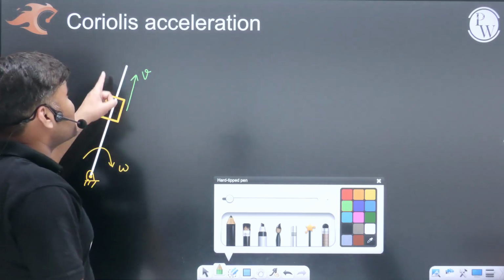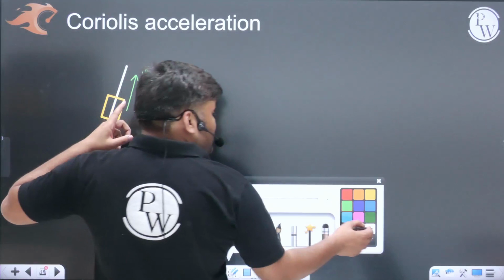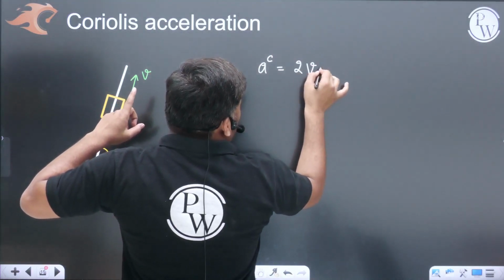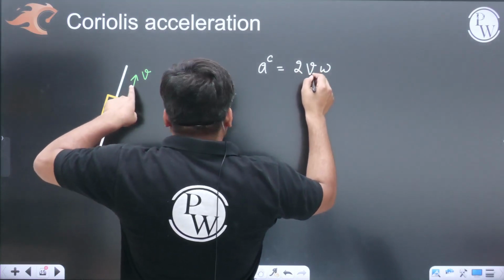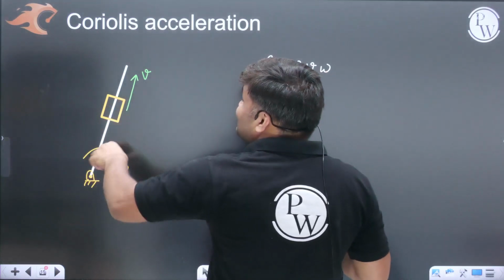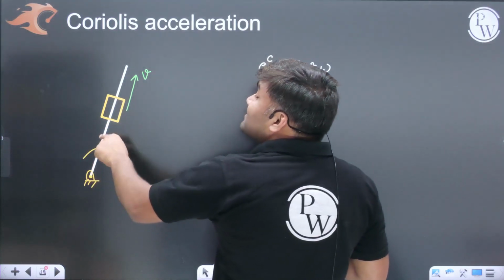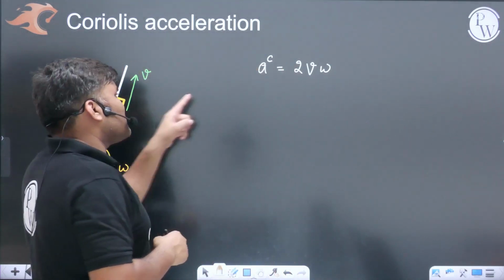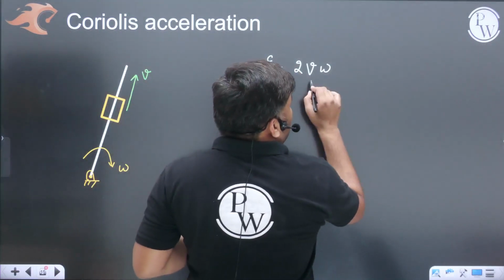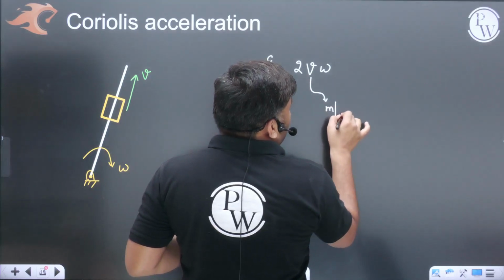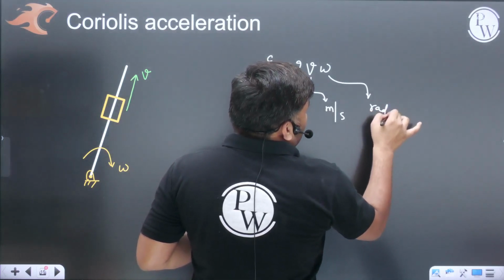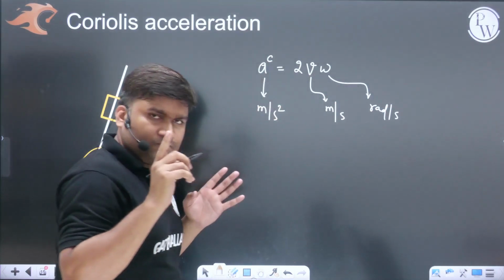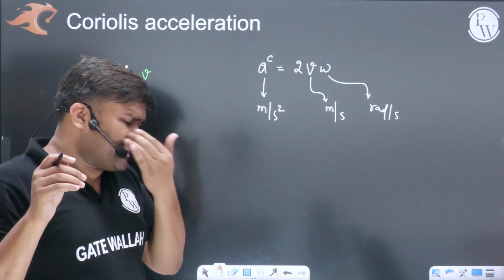Additional acceleration will be there, jiska naam hai Coriolis acceleration, and that Coriolis acceleration is given as a_c. It is given as 2V omega. What is this V? V is the sliding velocity. Omega is at this instant angular velocity of this link on which slider is sliding. Clear hai beta? Put down this omega, put down this velocity, you will get some acceleration unit. If you have kept velocity in meter per second, omega in radian per second, to bete acceleration meter per second square mein, you are going to get this acceleration. Okay, very easily you can calculate.